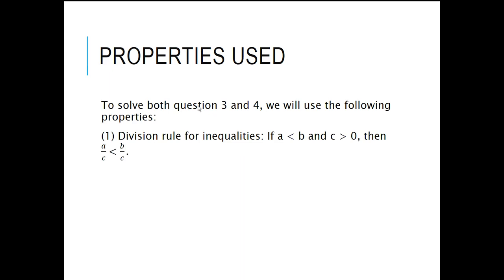So to solve both questions 3 and 4, we're going to use the following property for inequalities, and that's the division rule, where if A is less than B and C is greater than 0, and that's an important thing to remember, then A over C is less than B over C.